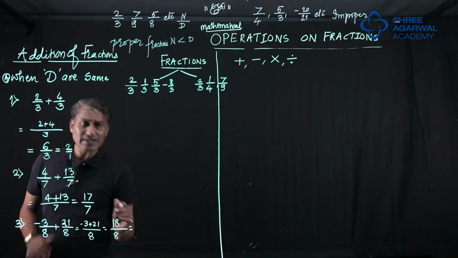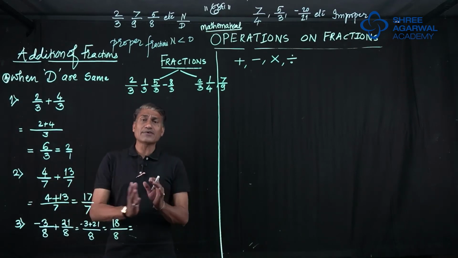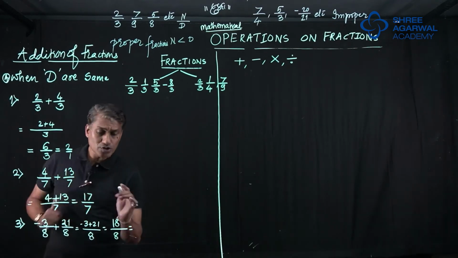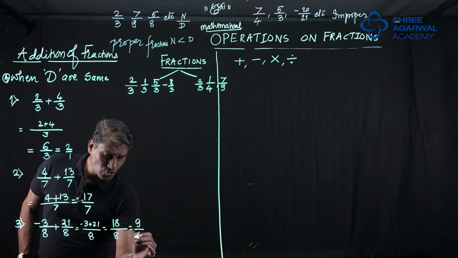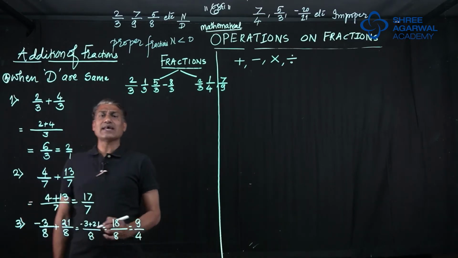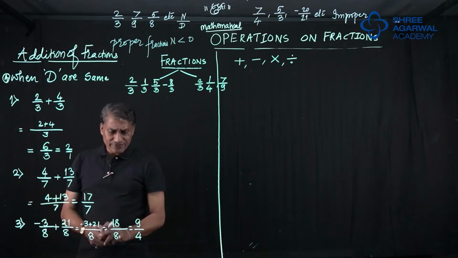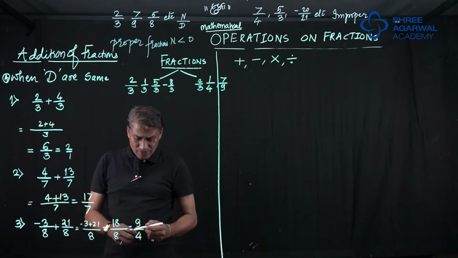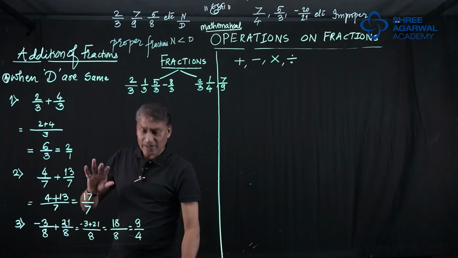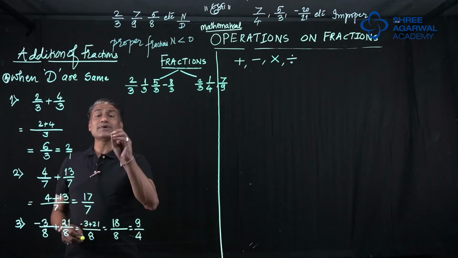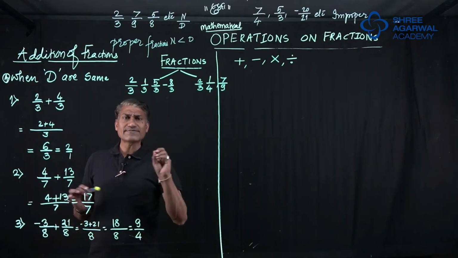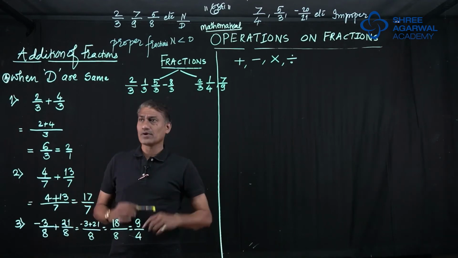Now actually the simplification is over, but we can reduce it to the lower form. So 2 9s are 18, 2 4s are 8. This is the final answer. So here, my dear friends, what did we see? That if the denominator is same, we have to simply add the numerators and keep the denominator same. Very simple golden rule. Okay.